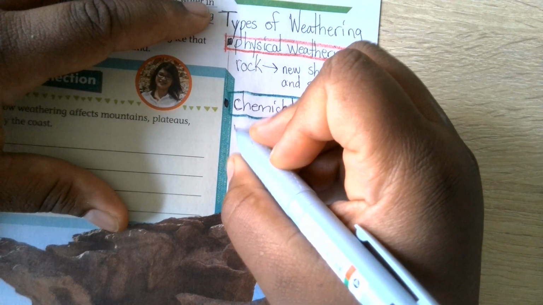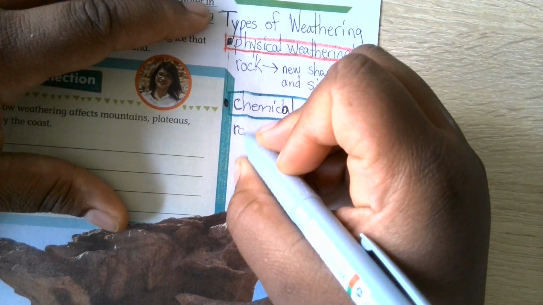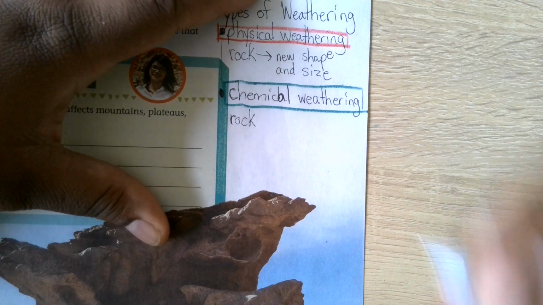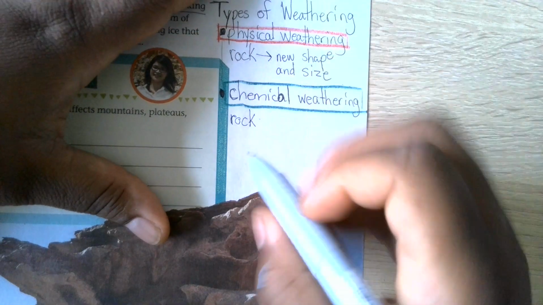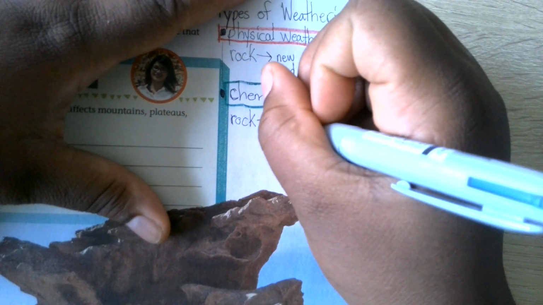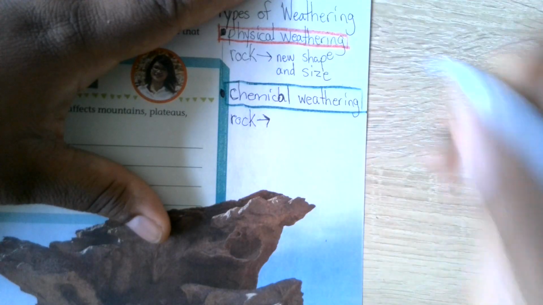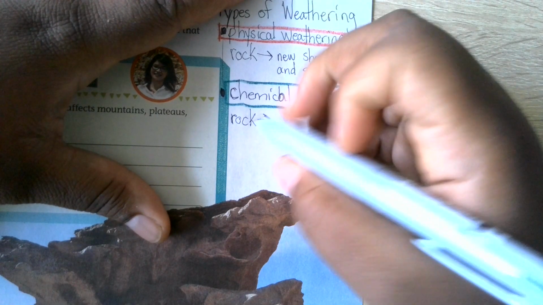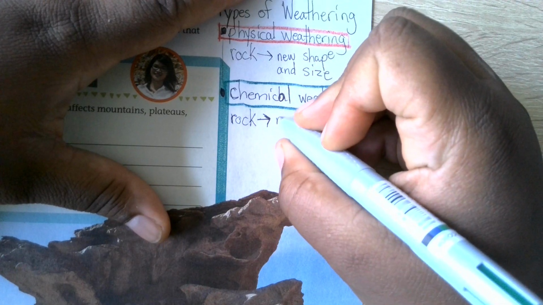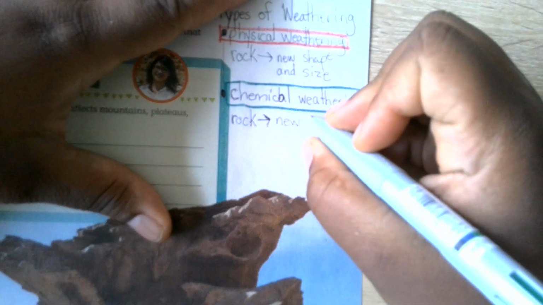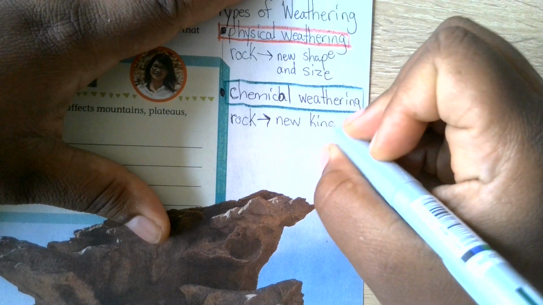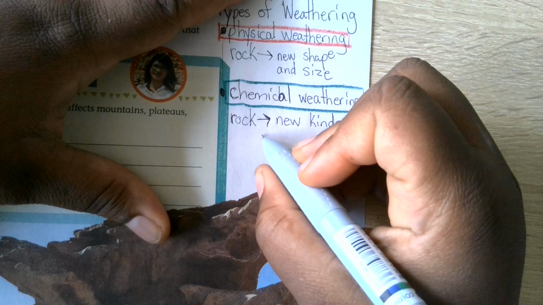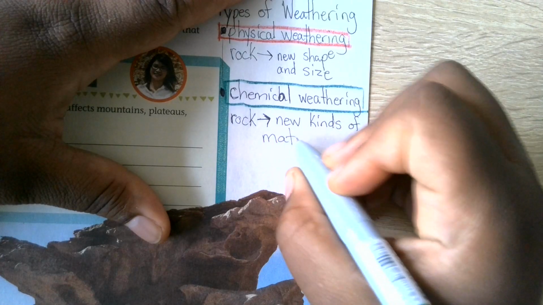Chemical weathering is interesting. Miss Ali finds it fascinating because chemical weathering causes the rock to change into new kinds of material. So I'm going to write rock. I'm going to draw an arrow to show that the rock turns into or gets or becomes new kinds of material.